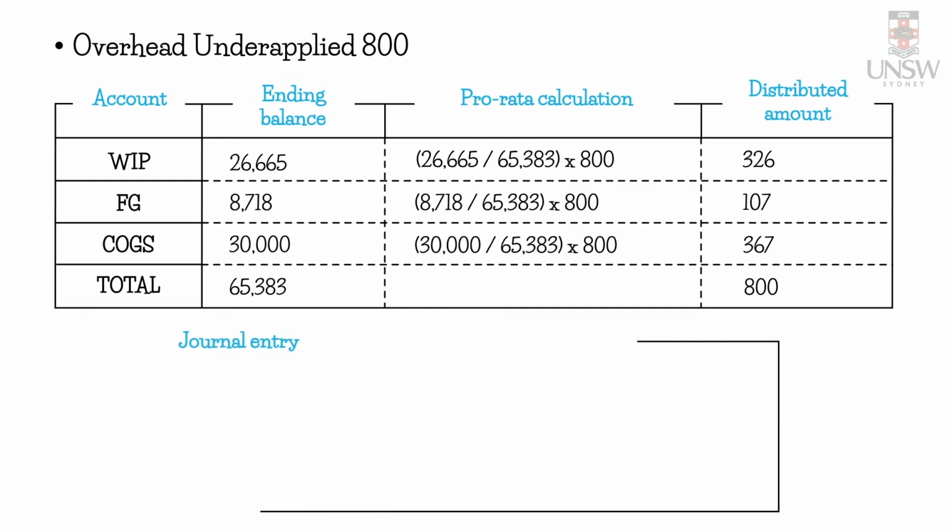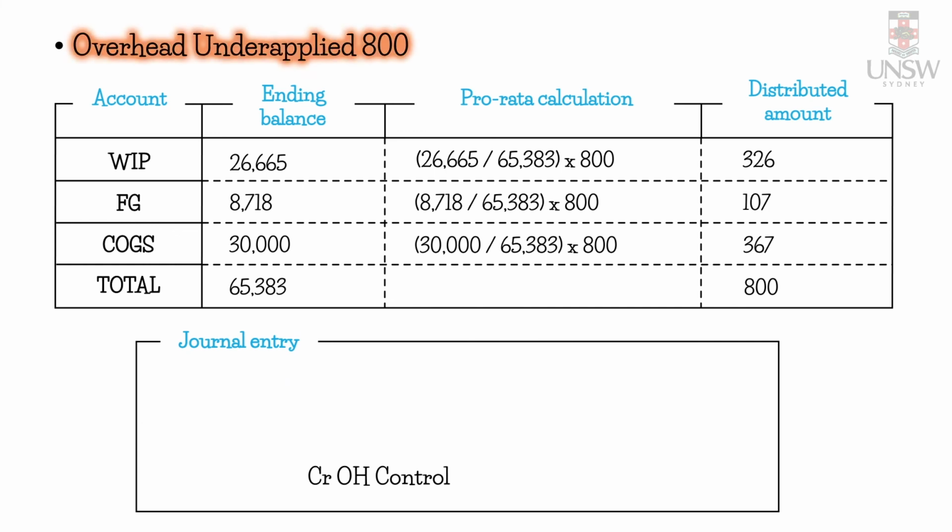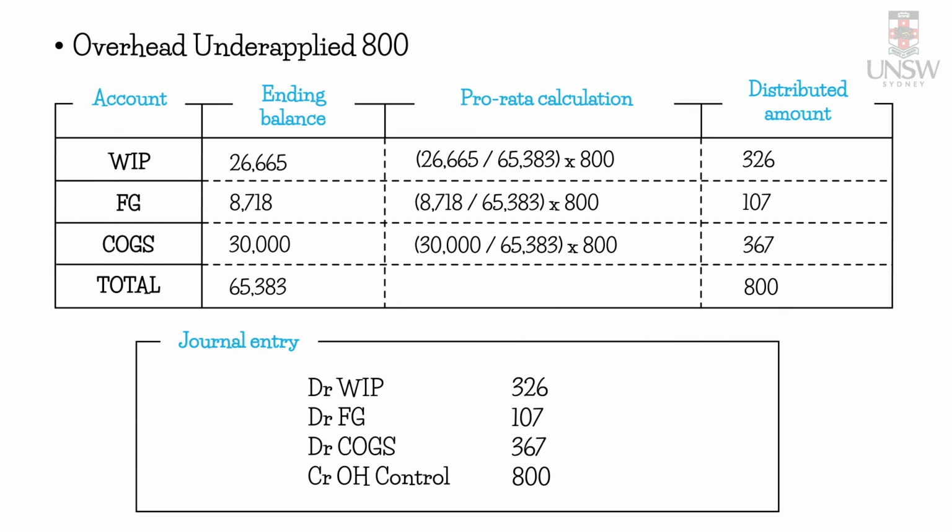The journal entry to record this is going to have a credit side, a credit to overhead control, because in order to close off and make that overhead account a zero balance, we needed to put the amount in on the credit side because it was underapplied. So the journal entry is going to have a credit to overhead control of 800. The debit side parts of the entry is going to be debit work in process 326, debit finished goods 107, and debit cost of goods sold 367. So we've distributed that 800 overhead variance across all three accounts.